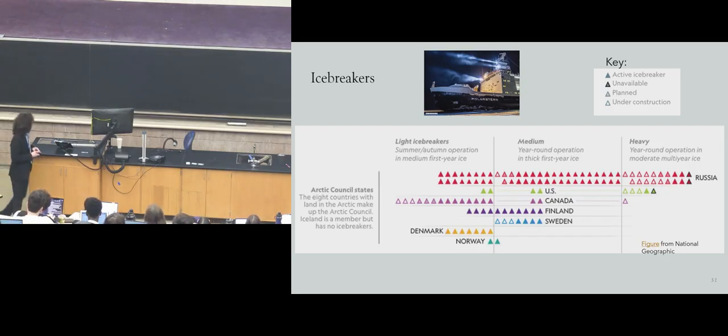The US is attempting to build now medium icebreakers and light icebreakers, so still don't have any plans to build year-round operations. The solid red dots are ones that represent actual icebreakers in the field.